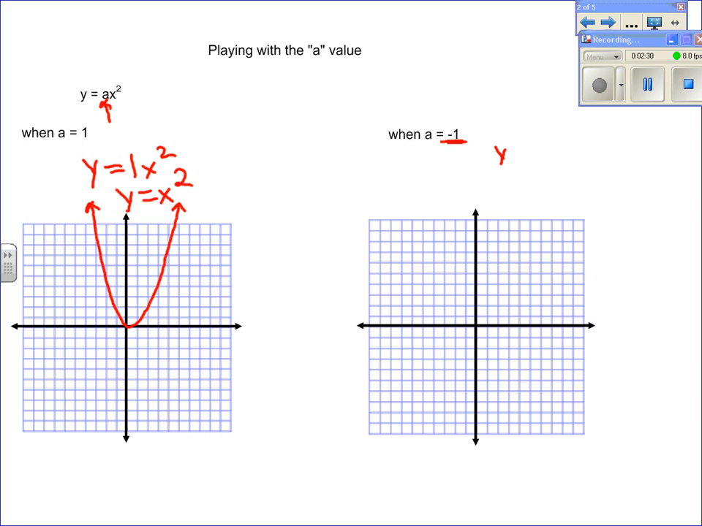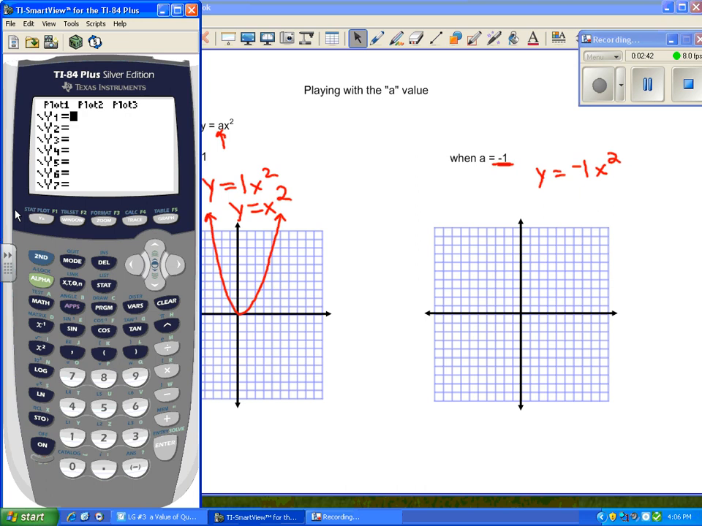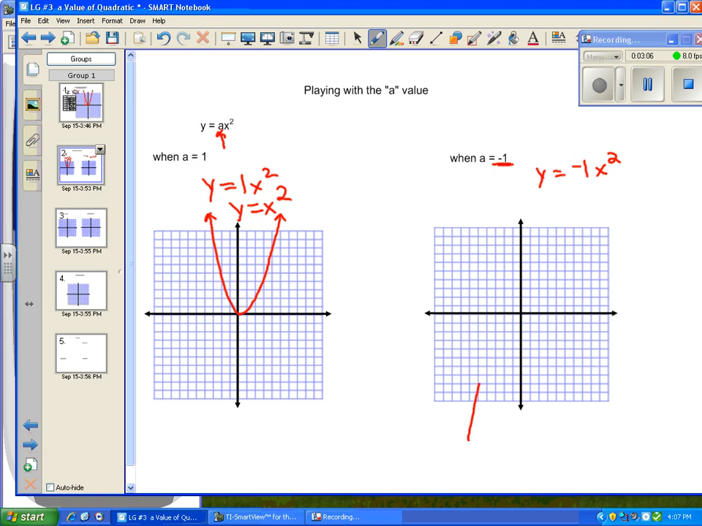Let's say a now equals minus 1, so y equals minus 1x squared. What I want to do here is show you graphically on your calculator what this does. I just happen to have the calculator running in the background here. So I'm going to substitute negative x squared into this calculator, and I want to show you how this graph looks. Take a look at the graph now. It's exactly the same parabola that you had before, but now it's flipped upside down. So we can draw it this way. I know I'm not very accurate with my drawing, but you get the general idea.